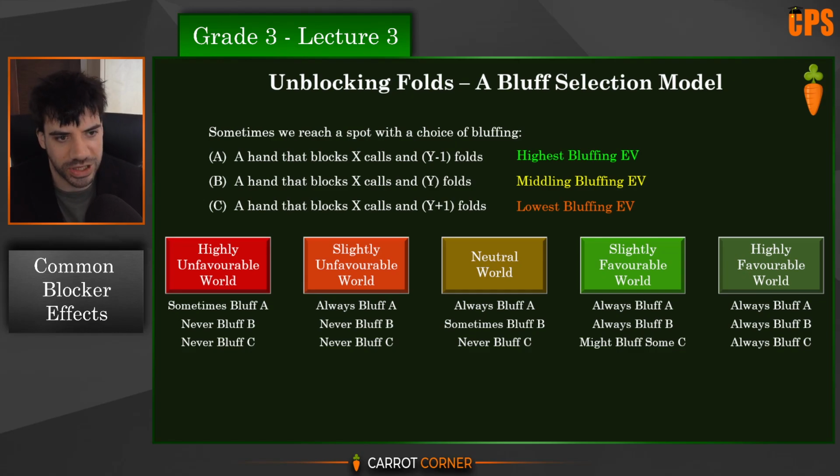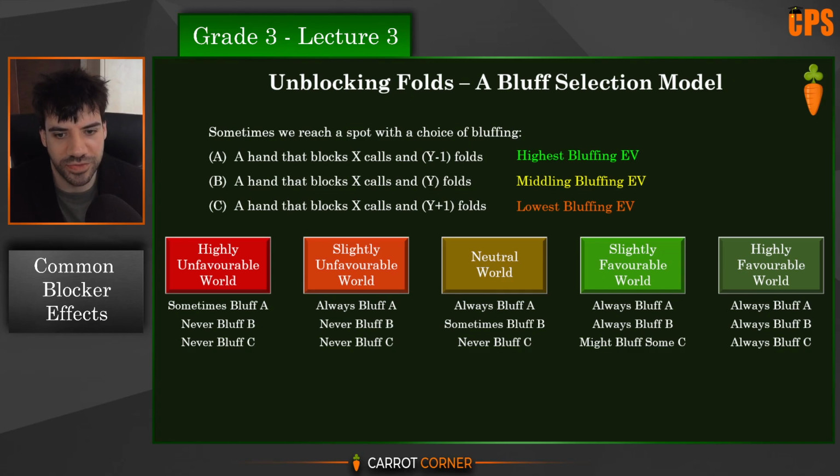My range preserved its strength, though it didn't preserve its nuttedness, but your range is very capped as well now, and so I have to bluff everything. It doesn't matter if I block your folding range. It doesn't matter what my blockers are. The base fold equity for a highly favourable world is just so high that even if I have a category C hand, a hand that blocks more folds than average, I still have to bluff.